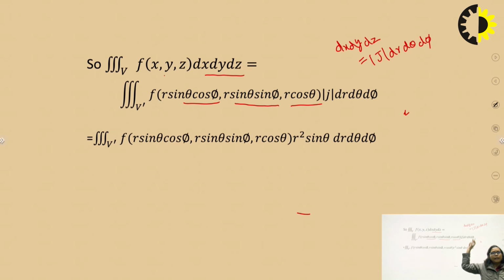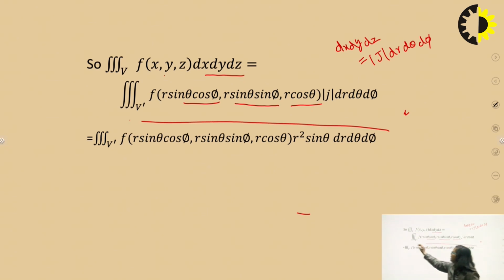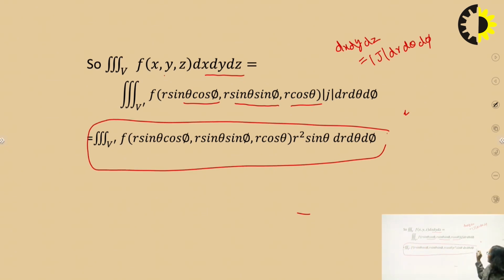I need to find out the Jacobian, and the Jacobian we have calculated in the last slide. For polar coordinates, we have to take its magnitude. So it's the value r square sine theta, and dx, dy, dz is converted to dr, d theta, d phi. This is the final conversion of the given integral, which is given in the form of Cartesian coordinates, in terms of spherical polar coordinates.